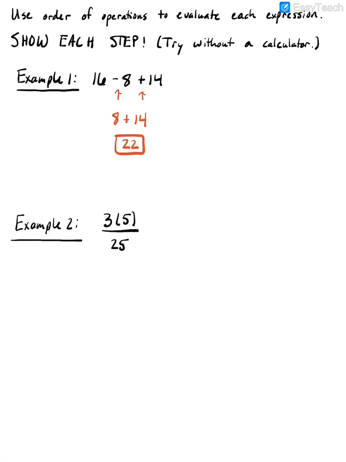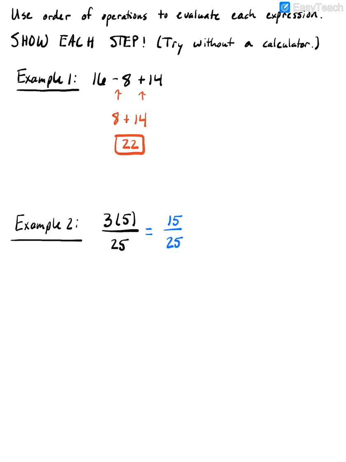Okay? Next one. I have 3 times 5, all divided by 25. So here, this is where the grouping things yet go. I'm not going to divide top to bottom yet. I need to simplify the top. So there's multiplication there, so 3 times 5 would get me 15.